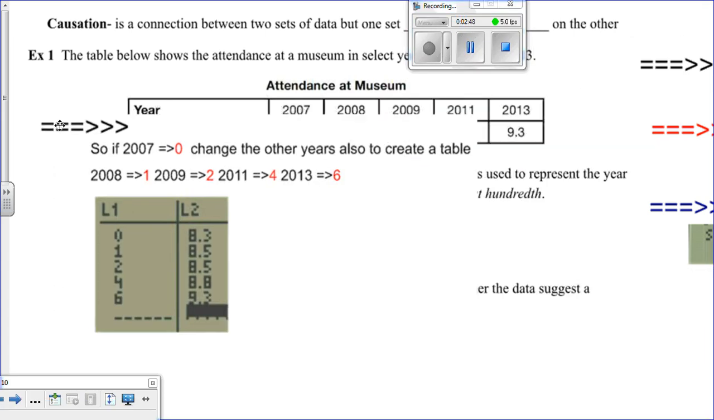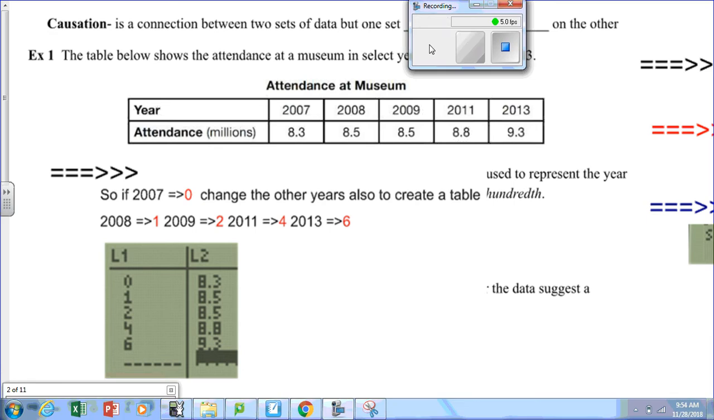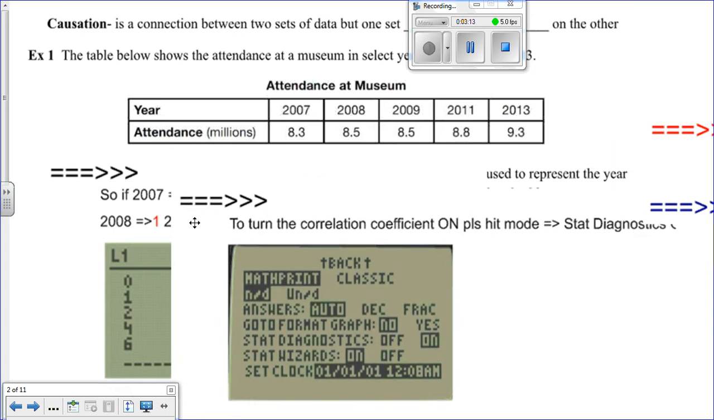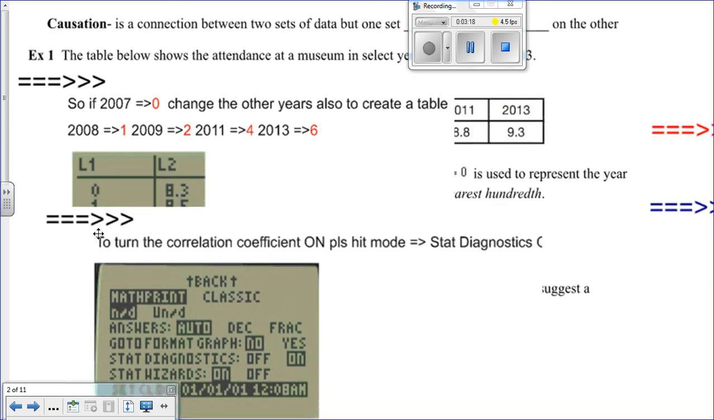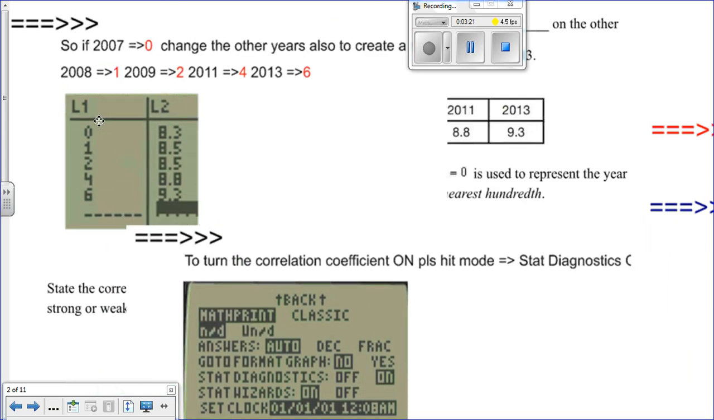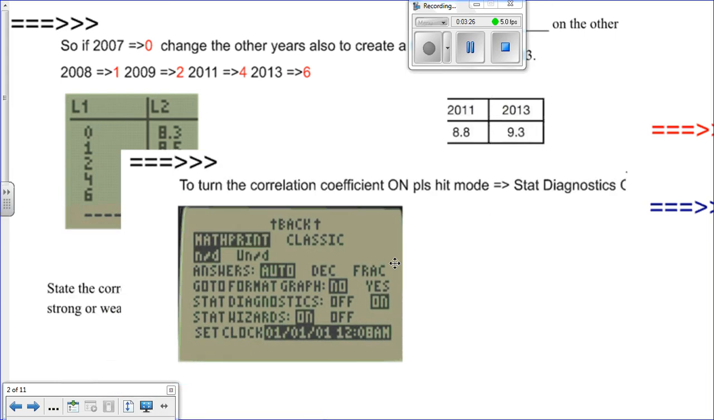I'm going to pause the video. Now let's take a look. Once I get this in my calculator, what I want to do is take advantage of the diagnostic, the correlation button. And so what I'm doing basically is I'm hitting mode, and mode's going to take me to this screen right here. And it says statistical diagnostic.